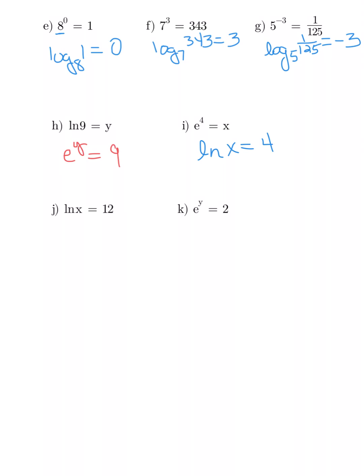On J, we're back in log form. We want to go to exponential form. Because it's natural log, my base is e, my power will be 12, equals the argument of x. And then on K, because it's an e base, I want a natural log of the number 2 equals the power of the exponential form, which is y.